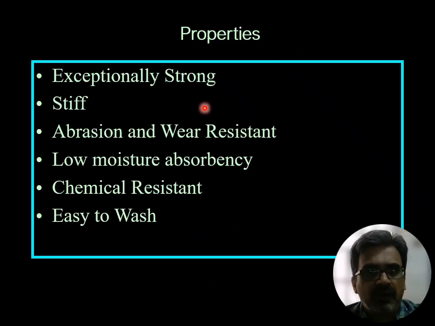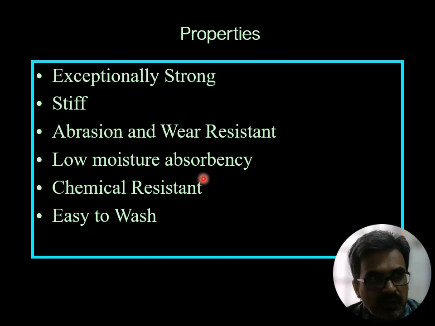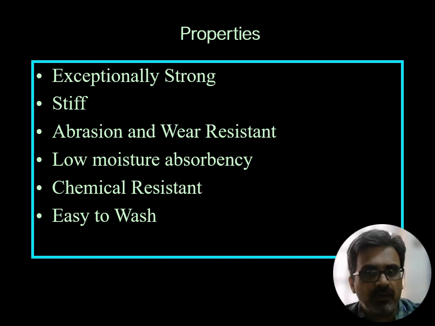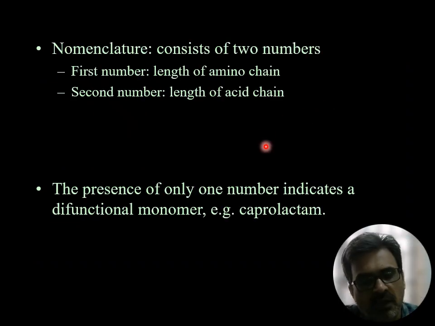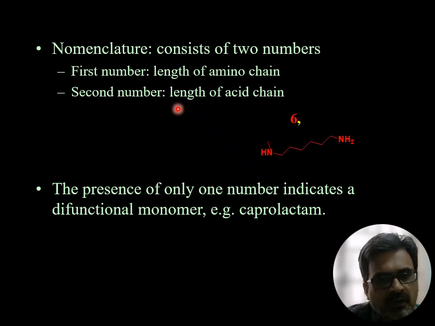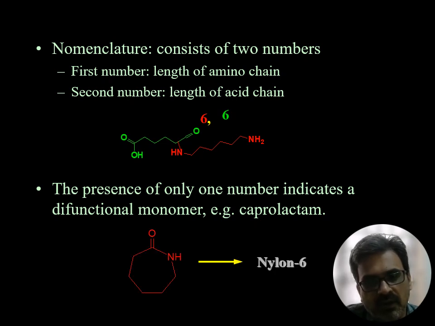There are several exceptional properties of nylon: it is very strong, stiff, and a replacement for silk. That is what people looked into. It is also absorbent and easy to wash, which are some of the important attributes of this nylon. The first number talks about the amine chain, and the other talks about the acid chain. We can also have nylon 6 made from caprolactam, or polycaprolactam.